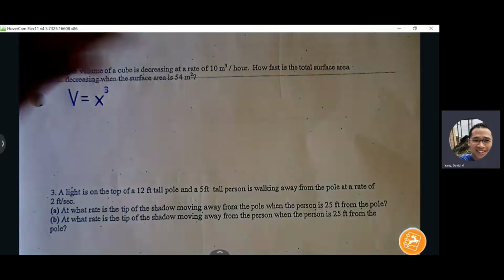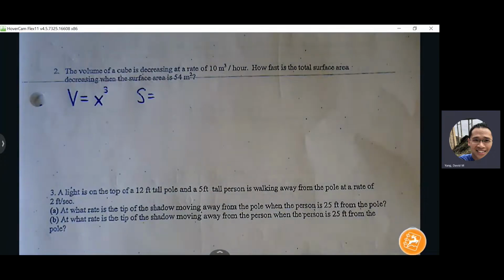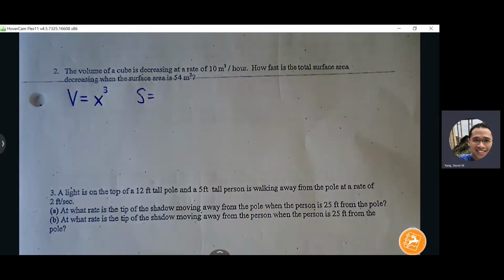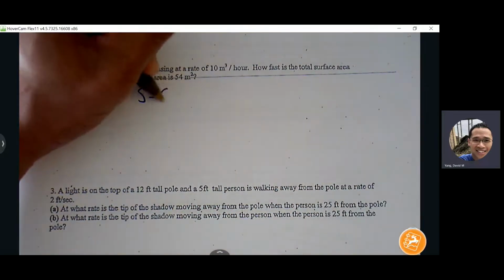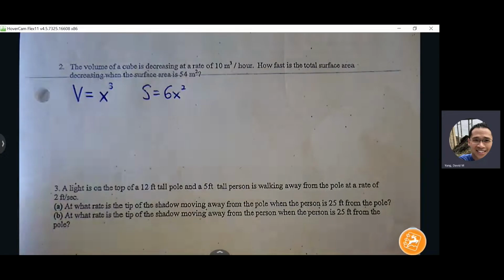And for the surface area formula, we have 6 sides, and each side has an area of x squared. Remember, with surface area, all you're doing is adding up the area of your 6 surfaces. Each surface has an area of x squared. If I add all those 6 together, I get 6x squared. So these are our starting formulas. Let's go ahead and find the derivative. Let's just get the calculus power rule out of the way, so that we can see all the variables in play for this problem.